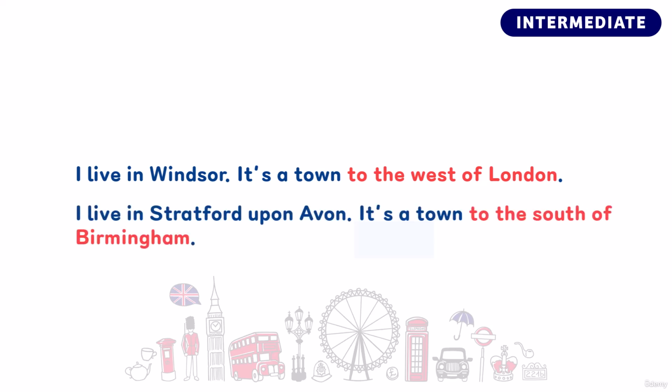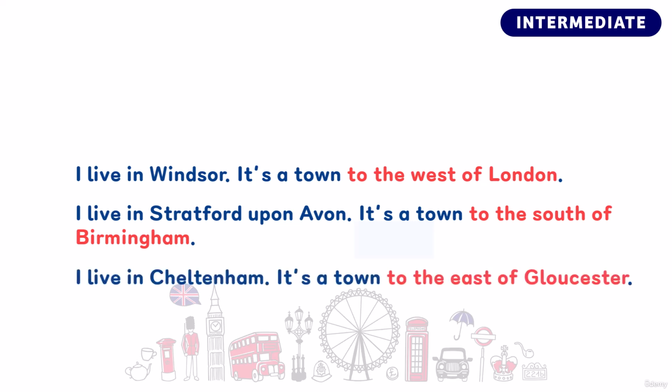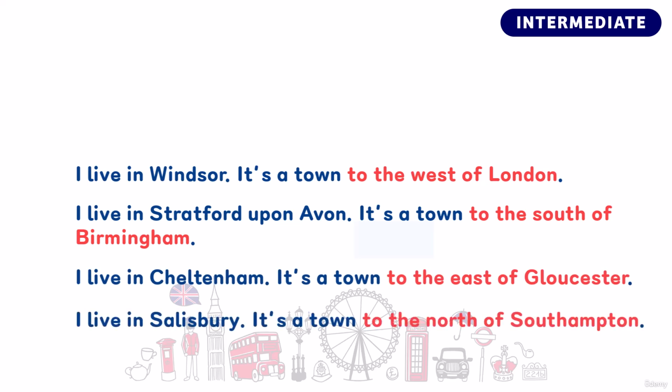I live in Stratford-upon-Avon. It's a town to the south of Birmingham. I live in Cheltenham. It's a town to the east of Gloucester. I live in Salisbury. It's a town to the north of Southampton. Names of certain English towns and cities can be quite difficult to pronounce. For example, Salisbury looks like it should be pronounced differently, but it's actually pronounced Salisbury. So as we do the speaking practice, please listen carefully and repeat after me.